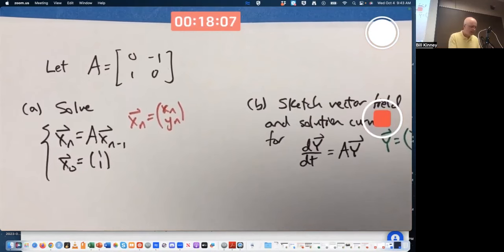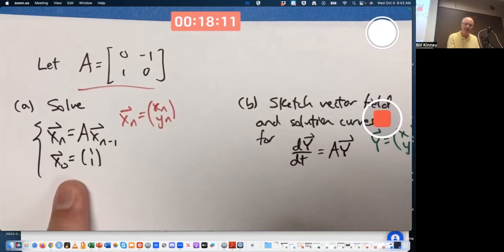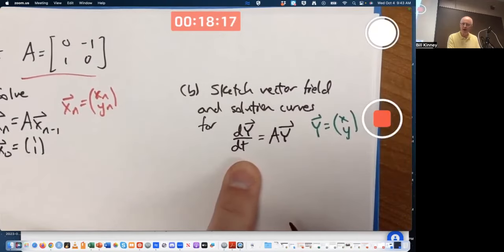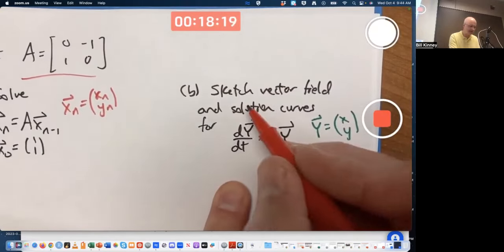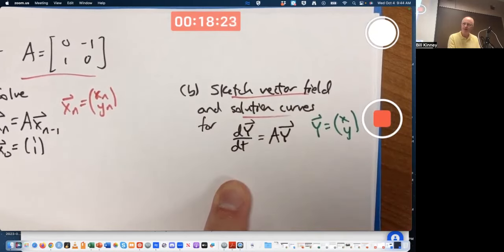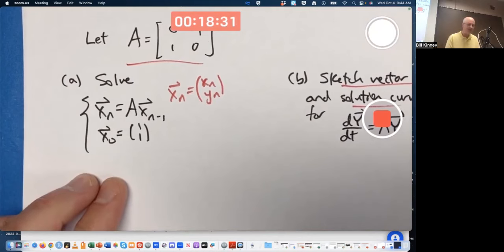In this problem, we've got a given matrix, and we're trying to do two different things. Solve this difference equation, and, well, not completely solve the differential equation, but at least sketch its vector field and try to draw some solution curves. All right, the difference equation, technically, you don't need calculus for.